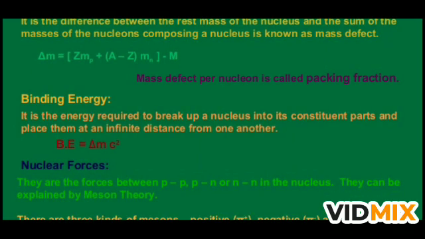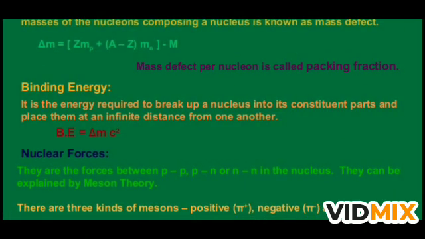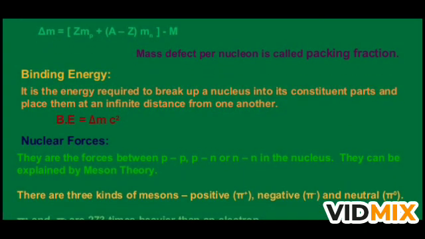Before that, what is binding energy? It is the energy required to break up a nucleus into its constituent parts and place them at an infinite distance from one another. That means how much energy is required to break the nucleus is called its binding energy. We can find binding energy from the mass defect, delta m, multiplied by the square of the velocity of light, c square. That is the mass-energy relation given by Einstein, and the same we follow here. By multiplying these quantities you get the binding energy of that nucleus.